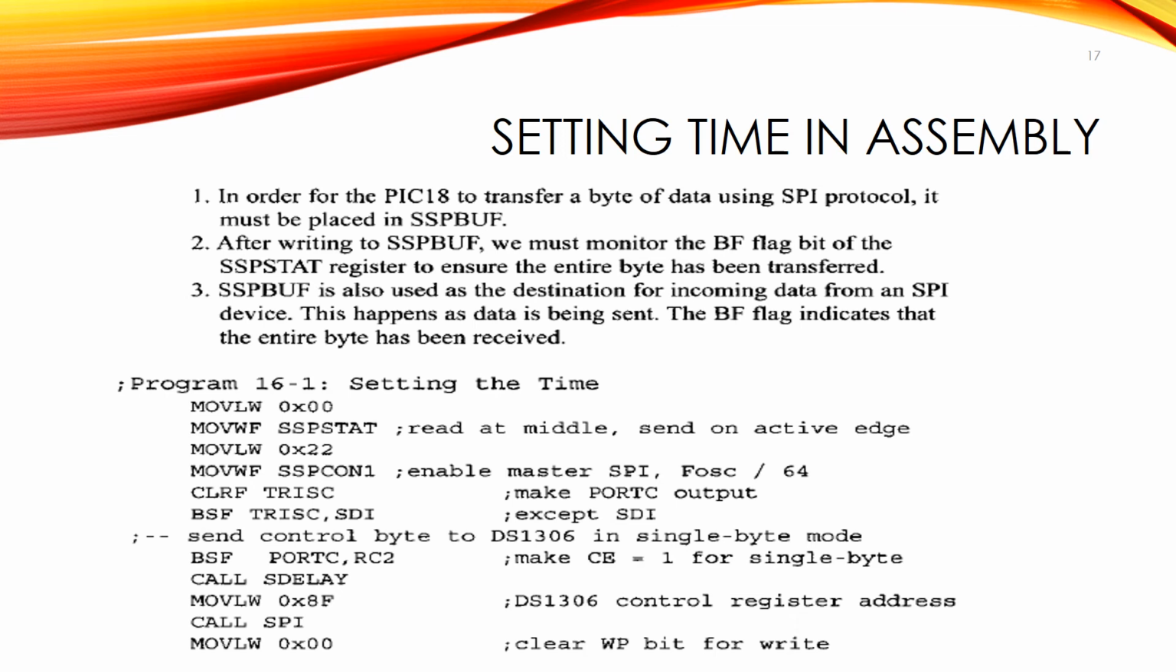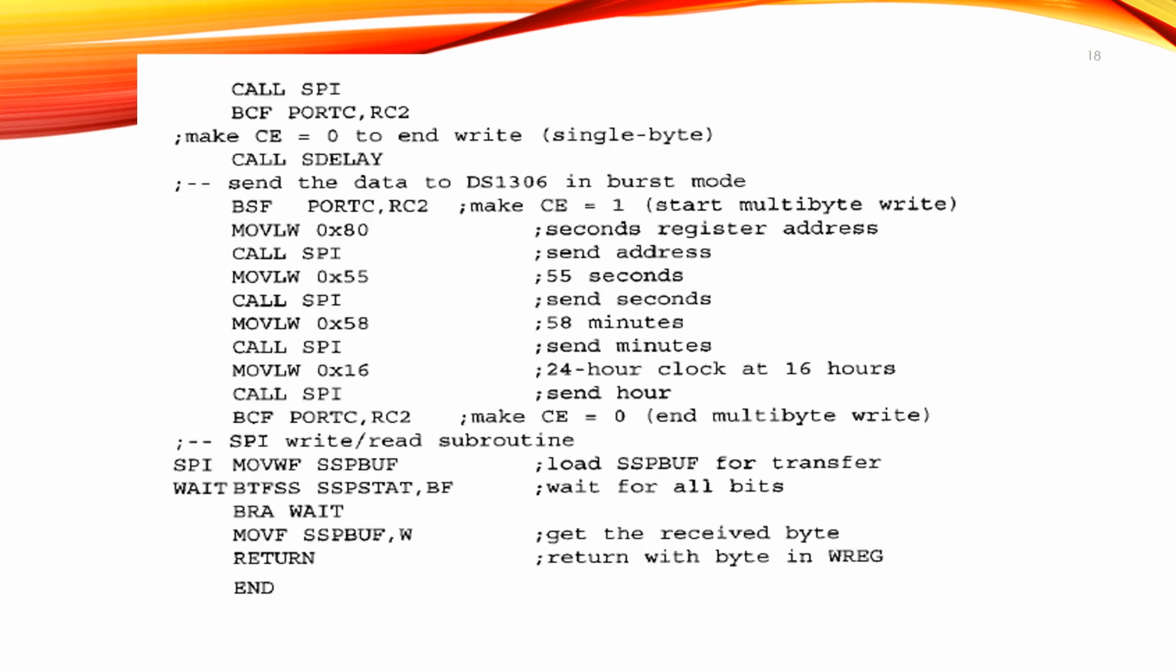Then CLRF TRISC, because port C plays the role here as far as the 18F452 we have considered, for example. From port C we have to consider the pins. Then cleared. Then BSF TRISC SDI, so except SDI we have done that. Then BSF PORTC RC2, make CS equal to 1 for single byte, and call delay. So a small delay we can call here. MOVLW 0x8F, the control register address we have given, call SPI, and MOVLW 00, the second part is call SPI. Once again there is a small routine, and BCF PORTC RC2, make CS equal to 0, that is end write, and call SPI. Then again call delay.